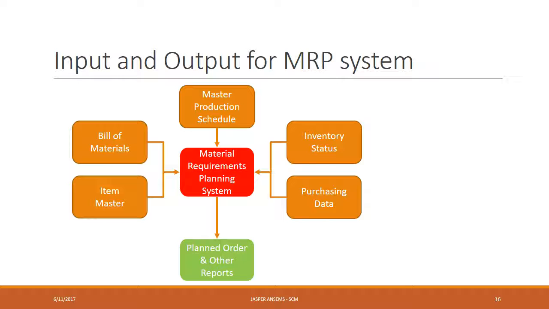So what's the input and the output for an MRP system? We see here the material requirements planning system in the middle and what will go in: bill of material and item master on the left, a schedule on the top, and inventory status and the purchasing data on the right. And then what comes out is a planned order report and other reports.